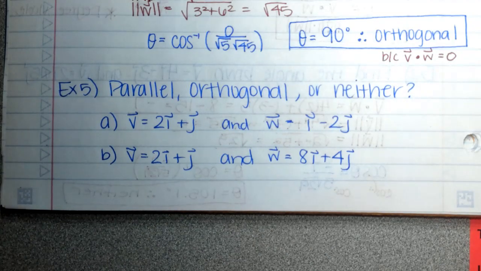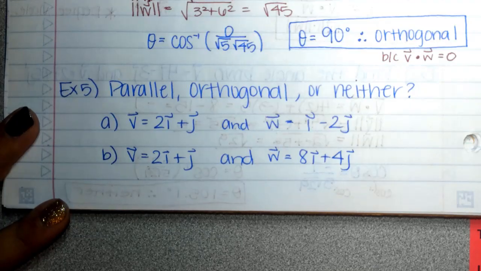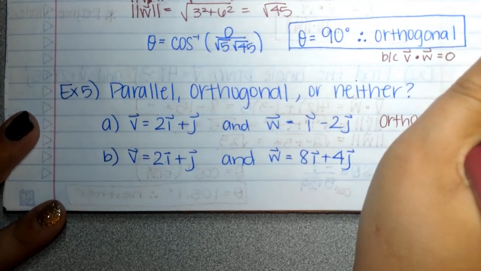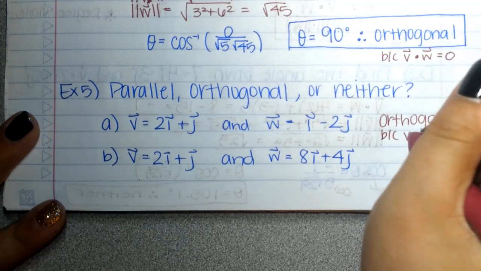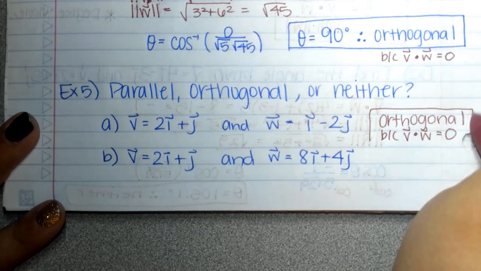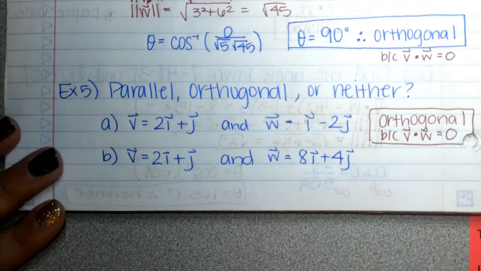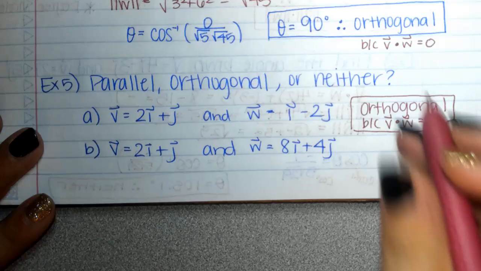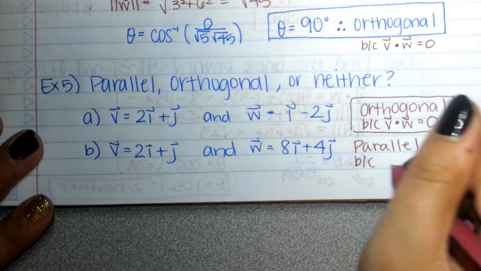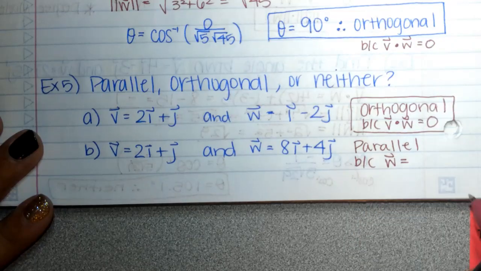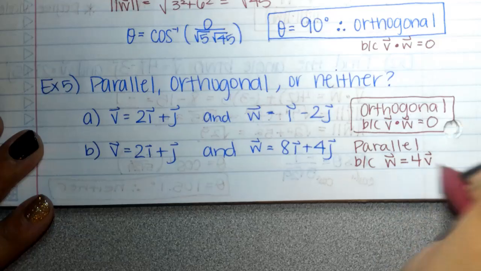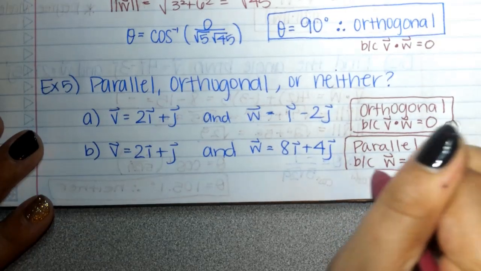All right, what about this first one? What do we think? Why is it orthogonal? It is orthogonal because vector v dot vector w equals 0. What about the second one? Why are these parallel? Because vector w equals what? 4 times vector v. And there you go.